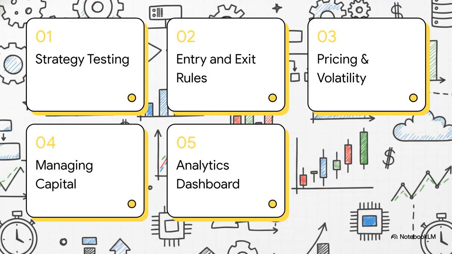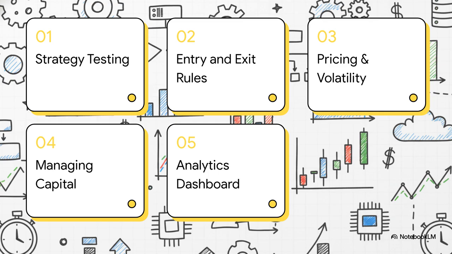So, here is our roadmap for today's explainer. Number 1, systematic options strategy testing. Number 2, the entry and exit rules. Number 3, pricing and volatility mechanics. Number 4, managing capital and positions. And finally, number 5, the analytics dashboard.